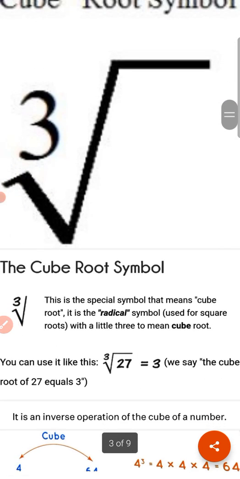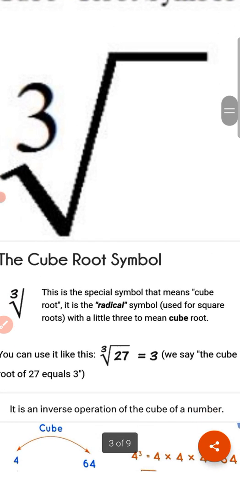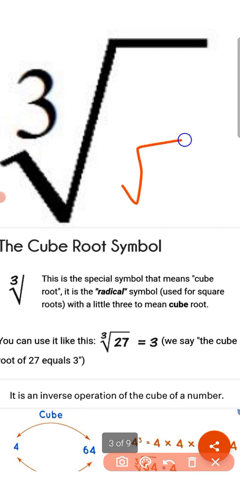Children, this is the symbol for cube root. You already learned about the radical symbol. This is the radical symbol. We use this for square roots. Then write a 3 like this. This 3 means cube root. This is a symbol for cube root. That is, first you draw the radical symbol and write a 3 like this. This is the symbol for cube root.